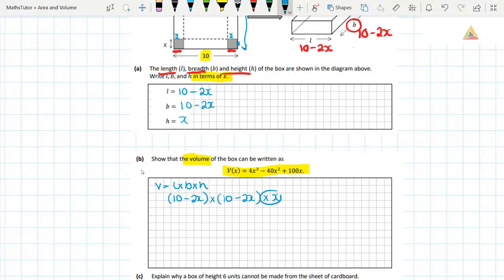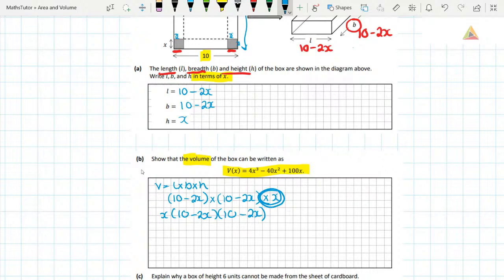So I know a lot of people find it easier if this x gets moved to the front, because the order doesn't matter when we're multiplying, and I'm going to say x times 10 minus 2x times 10 minus 2x. And you'll just notice that I'm taking out the multiply signs so that I don't get them mixed up with my x's. So often x's and multiplies can look very similar. So I'm just taking them out and having my brackets touching.